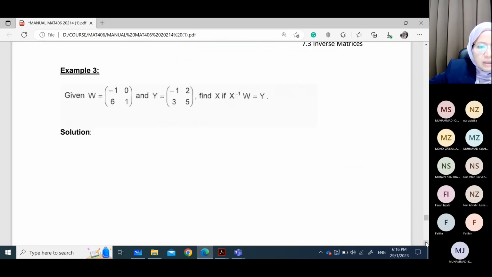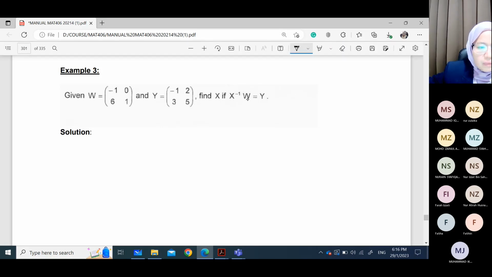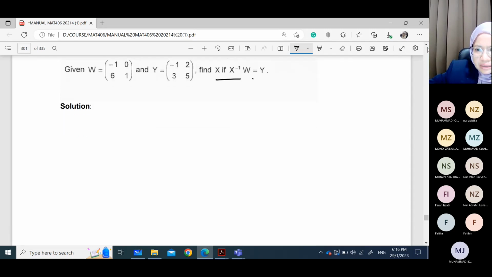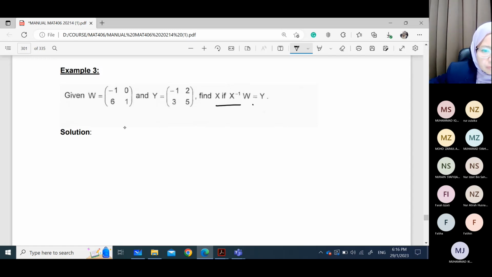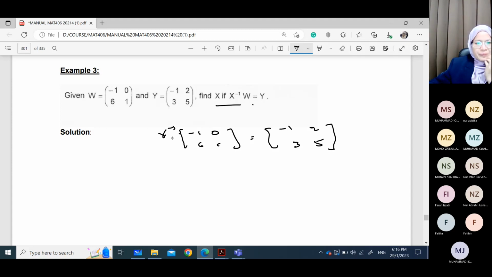Okay, so yang ini find X if X inverse W equal to Y. Okay, so ini you can cari X. Find X. X inverse W, W yang ini, negative 1, 0, 6, 1, equivalent with Y, so Y is negative 1, 2, 3, 5. Okay. So X inverse, macam mana dapatkan X inverse tu?